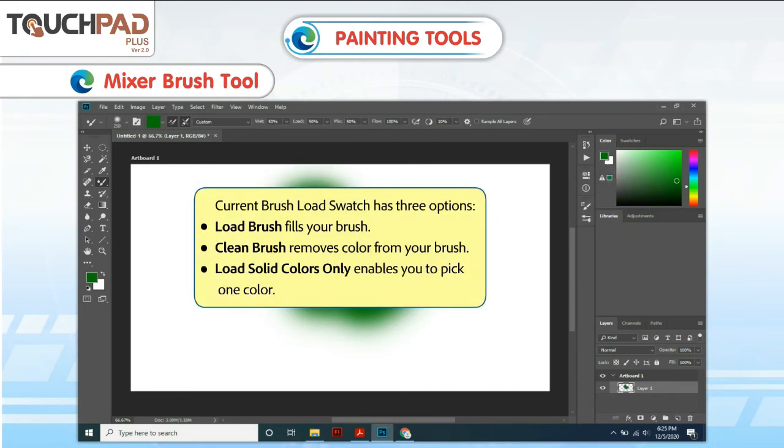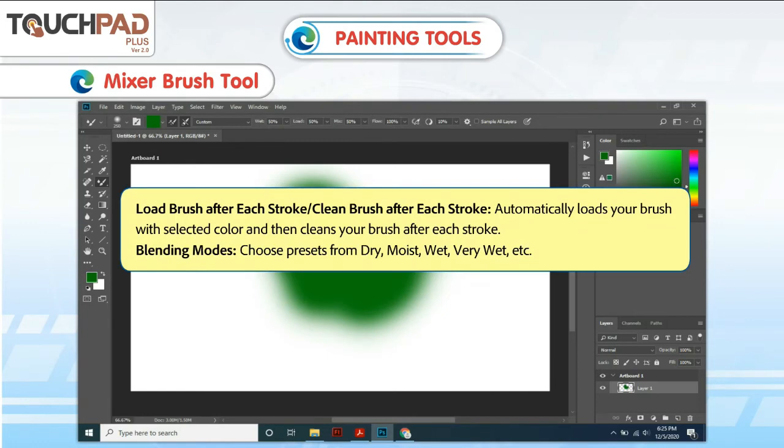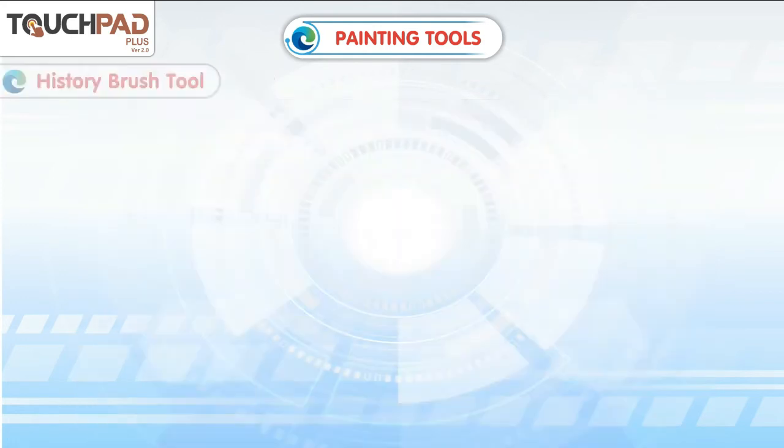Current brush load swatch has 3 options. Load brush fills your brush. Clean brush removes color from your brush. Load solid colors only enables you to pick one color. Load brush after each stroke or clean brush after each stroke automatically loads your brush with the selected color and then cleans your brush after each stroke. Blending modes. Choose presets for dry, moist, wet, very wet, etc.